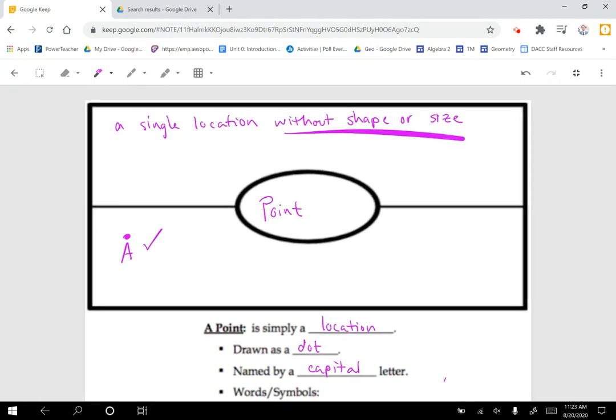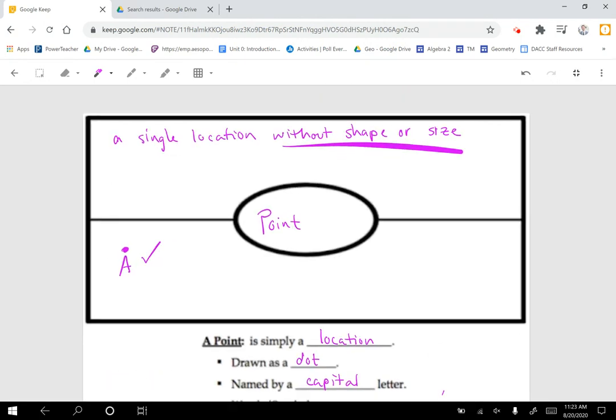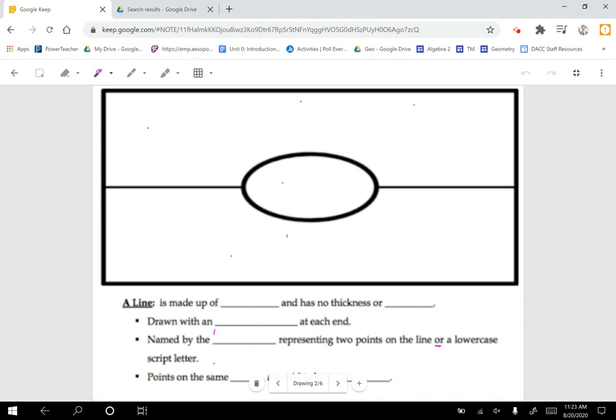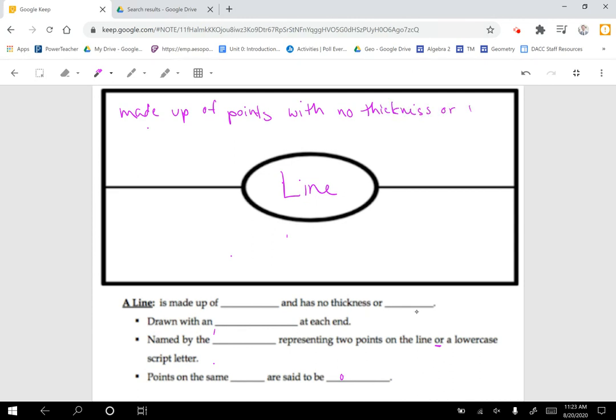On to our next vocab word. All right, next word here is line. So we're going to define line as a segment that is made up of points. We're going to say a line is made up of points with no thickness or width.